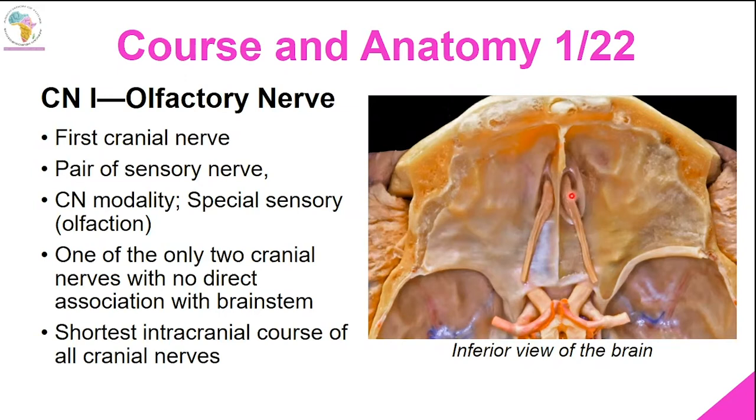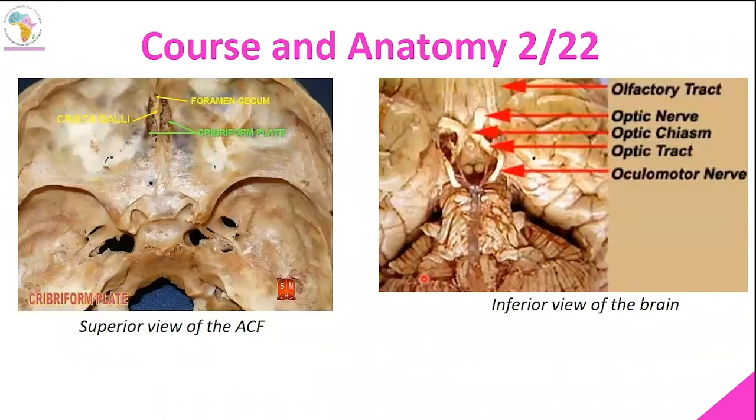These olfactory bulbs actually lie on the superior surface of the ethmoid bone, on the cribriform plate. Separating the two is the crista galli, which is a vertical elevation of the ethmoid bone. What you're looking at is the superior view of the anterior cranial fossa, showing us the various openings on this bone.